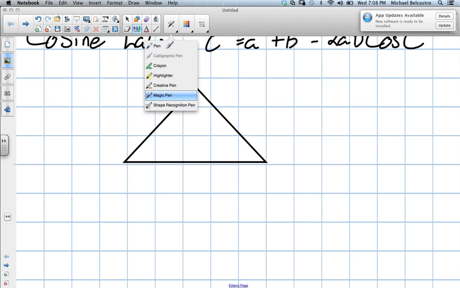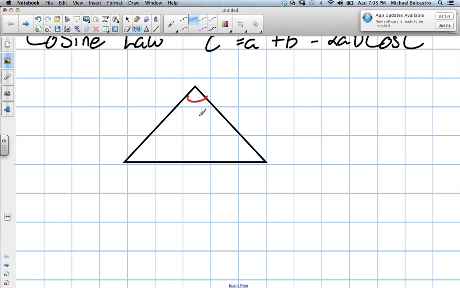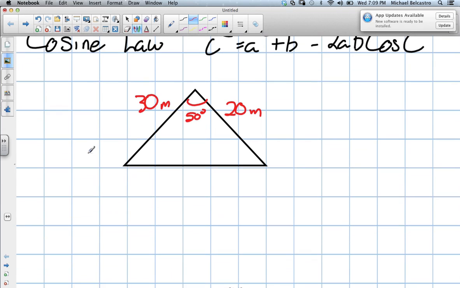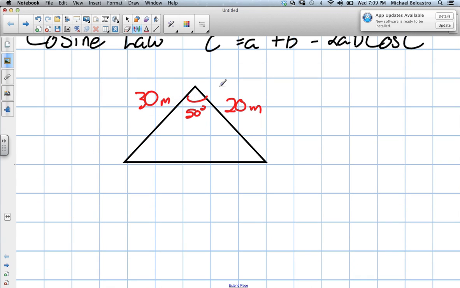Let's say I have 50 degrees. This is 20 meters, and this is 30 meters. That means 3 parts of a triangle are unknown. To work with either of these laws, we need at least 3 parts of a triangle. Less than that doesn't give us enough information. There are a total of 6 parts: you always have your 3 angles and your 3 sides.